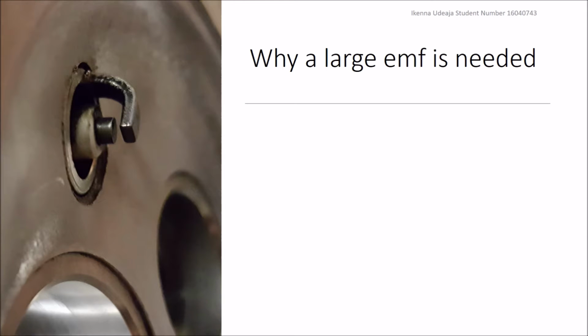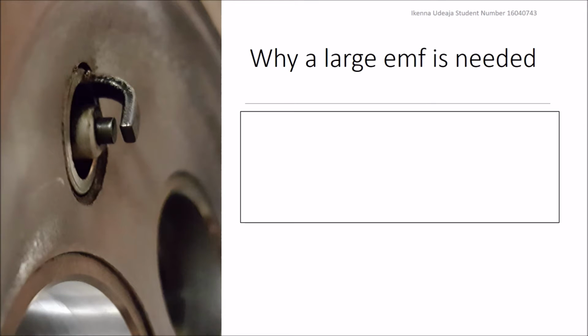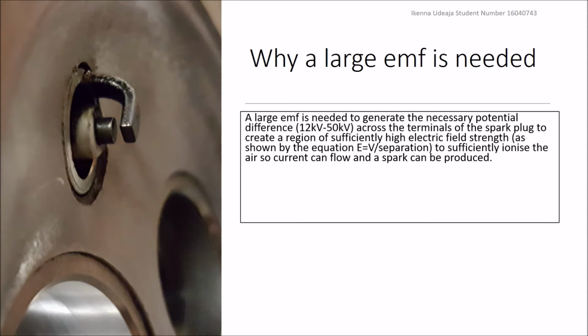An extremely large electromotive force is needed to generate the necessary potential difference of 12 kV to 50 kV across the terminals of the spark plug, to create a region of sufficiently high electric field strength, as shown by the equation: electric field strength is equal to voltage over the separation between the two plates. This sufficiently ionizes the air so that the current can flow and the spark can be produced.